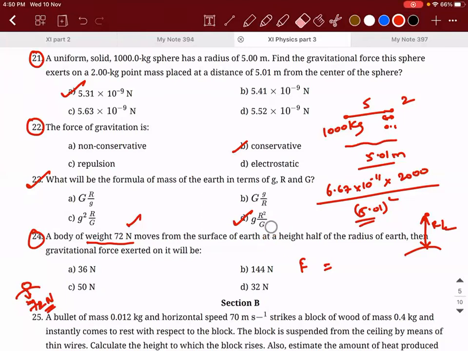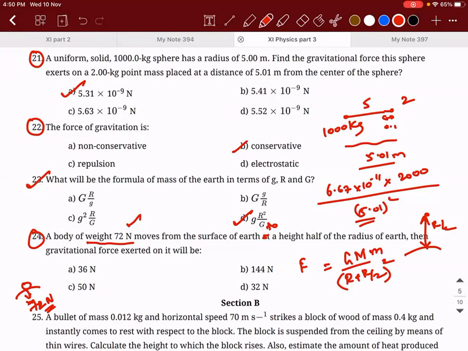There is an object of weight 72 Newton which moves from the surface of the earth. If this word "at" was there, what are they trying to say? At a height, half of the radius of the earth. What does it mean? If I change it to 2, are they asking the gravitational force exerted on it at that point? Okay. Then if that is the case, we can do this. G into capital M divided by R plus R by 2 the whole square, into small m. So this will be the force.